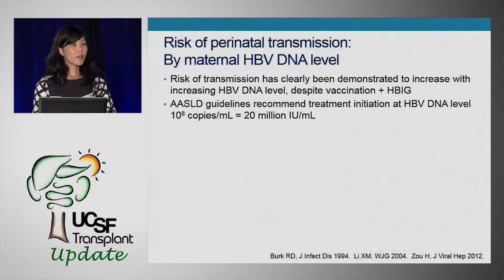The second driver of perinatal transmission is the maternal HBV DNA level. The risk of transmission has clearly been demonstrated to increase with increasing HBV DNA despite immunoprophylaxis. At the current time, AASLD guidelines recommend treatment initiation at HBV DNA levels of greater than or equal to 10 to the 8th copies per ml, which is 100 million copies, which is equivalent to 20 million IUs per ml.